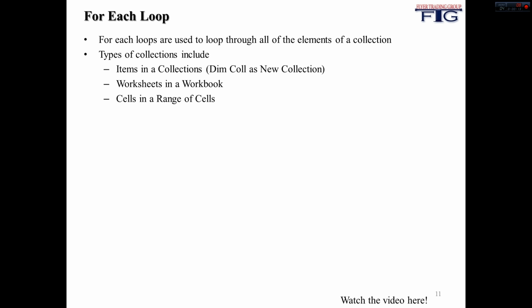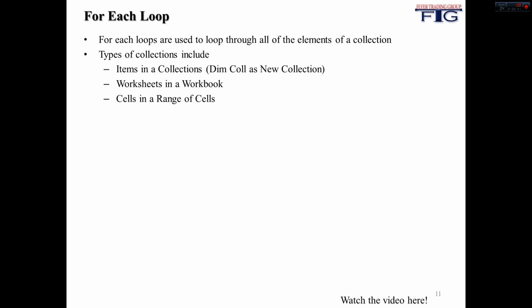Hi, so right now we're going to go over my second favorite looping mechanism, and this is called for each loops. For each loops loop through all of the elements of a collection. Now, collection is a very vague term, and this can include many different things, including what is known as a new collection, which is like a data type.